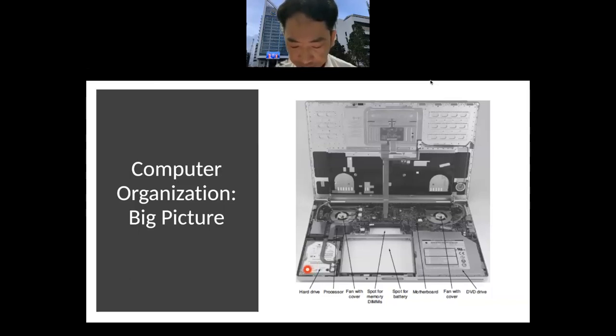Here is the hard drive, and here is the processor. You can see the cooling system here. That is a cooling system, and that is also a cooling system as well. And here is the DVD drive, but nowadays it is obsolete. And here is the memory slot.